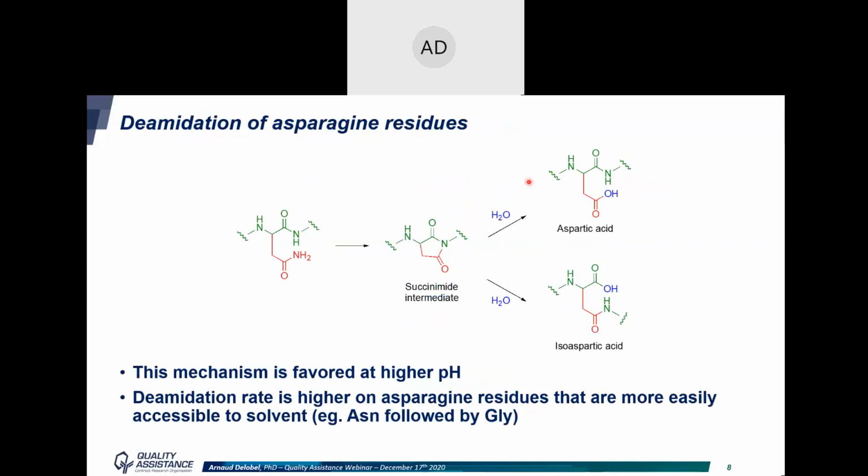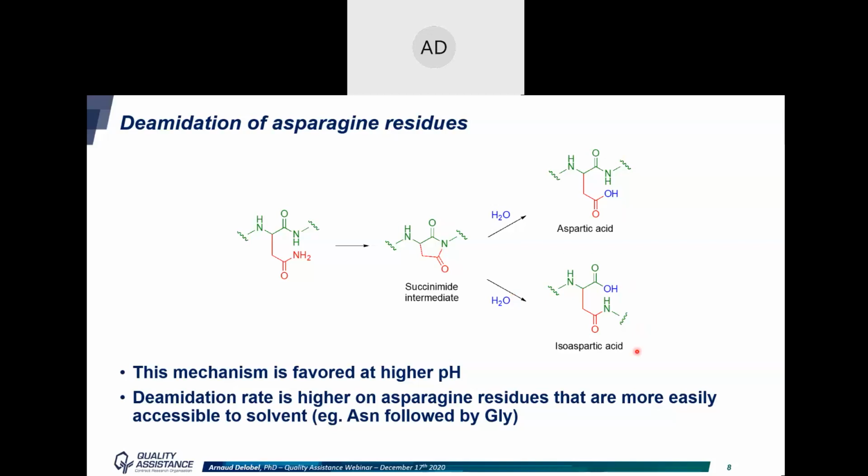So what is asparagine deamidation? This occurs, for example, on this kind of structure. You have here an asparagine with the side chain in red. It can cyclize, so you have these succinimide intermediates that can then hydrolyze either as an aspartic acid or as an isoaspartic acid. So you have here an asparagine residue that converts into aspartic acid or isoaspartic acid.